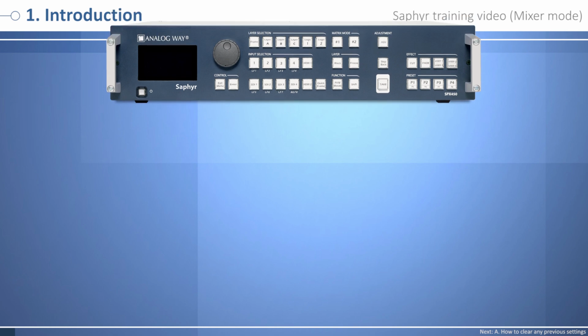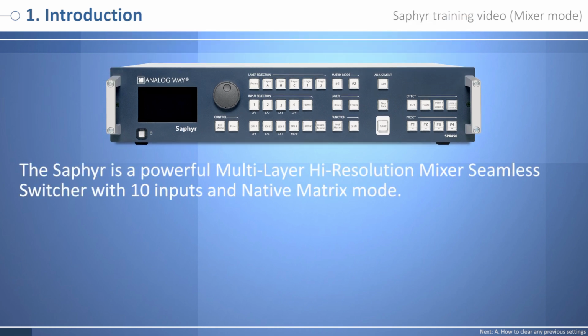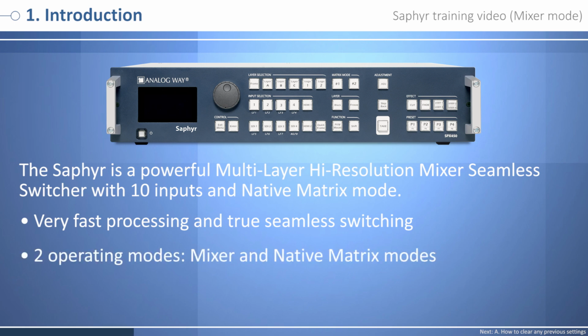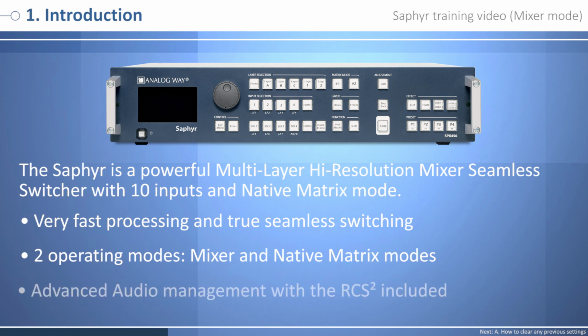Introduction. The Saphyr is a powerful multi-layer, high-resolution mixer seamless switcher with 10 inputs and native matrix mode. Saphyr features very fast processing and true seamless switching. 2 operating modes are available, mixer and native matrix modes. Advanced audio management with the RCS² is also included.